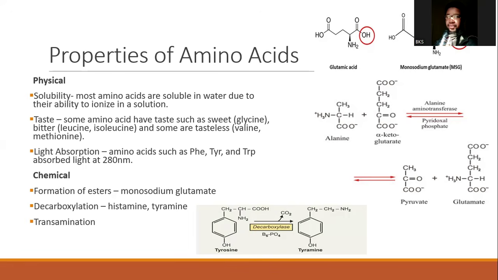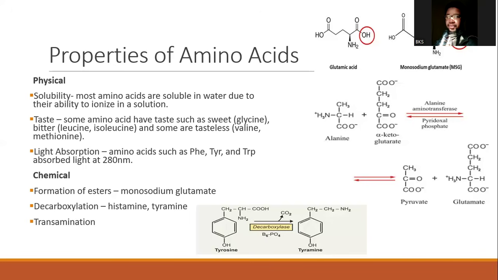The next is light absorption. Some amino acids, the benzene ring containing amino acids like phenylalanine, tyrosine, and tryptophan, absorb light at 280 nanometers. These amino acids make it possible for a protein to easily be detected at 280 nanometers in a sample. So if you have a protein in your sample, you can know by the sample absorbing light at 280 nanometers. It simply tells you that there is a protein.